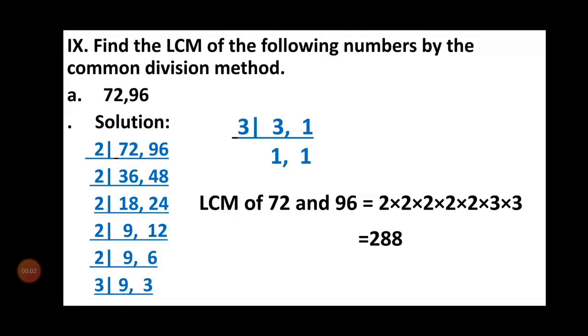Letter 9. Find the LCM of the following numbers by the common division method. A, 72 and 96. The LCM of 72 and 96 is equal to 288. So copy everything in your math class note without mistakes, without overwriting.